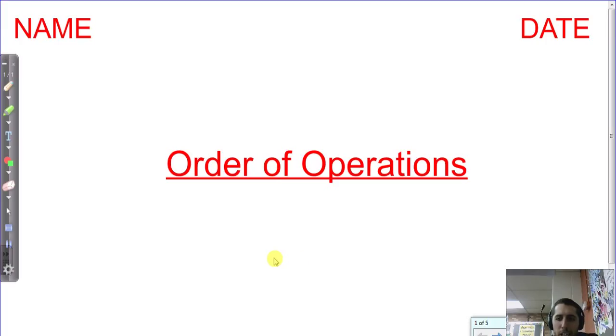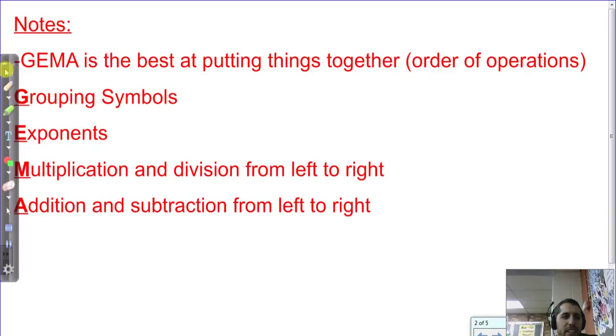Alright, 6th grade, today we're talking about the order of operations. So you heard a little bit of a story today about Gemma, my girl, and I'm going to show you all the tricks that she ever taught me, because I told you she's good at math, so let's see how she does it. Well, Gemma is really great at putting things together.